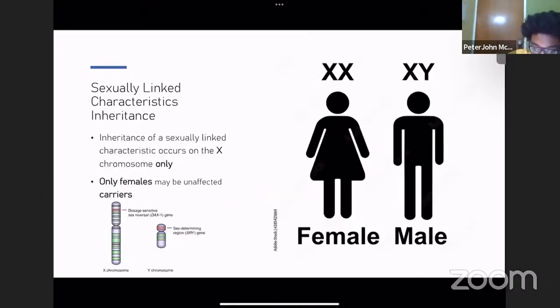Sexually linked characteristic inheritance. So inheritance of a sexually linked characteristic occurs only on the X chromosome, and only females may be unaffected carriers. So why? So when we look at our Y chromosome here, all that's on a Y chromosome is to say you'll be a boy. That's all that's on the Y chromosome. Well, the X chromosome carries a lot more information, right? So X versus XX, right? So let's continue.